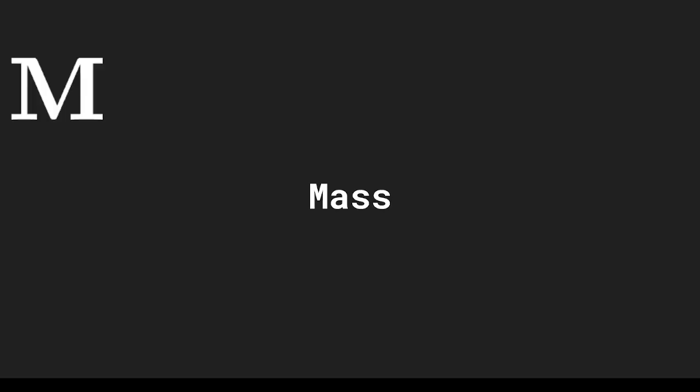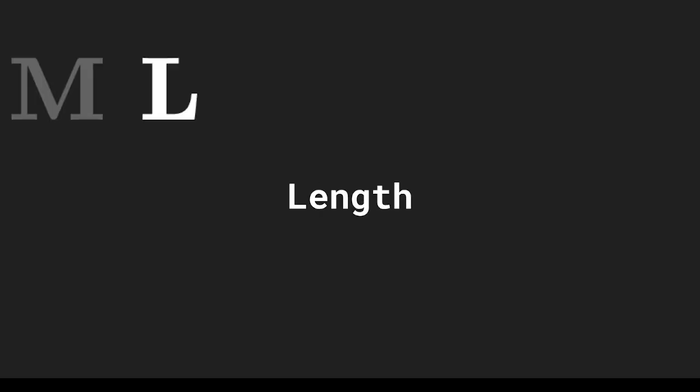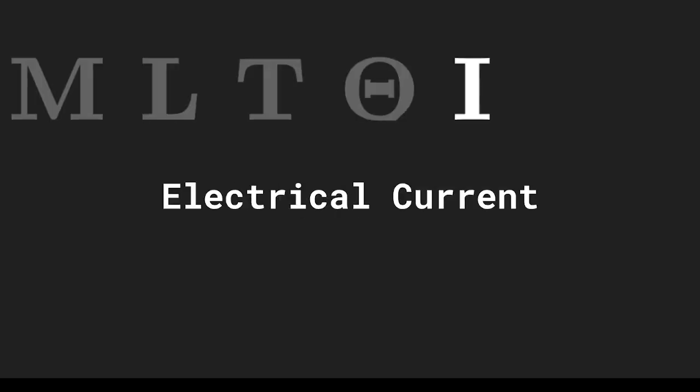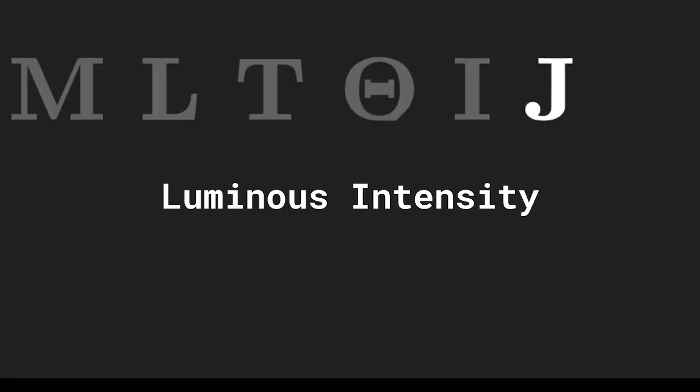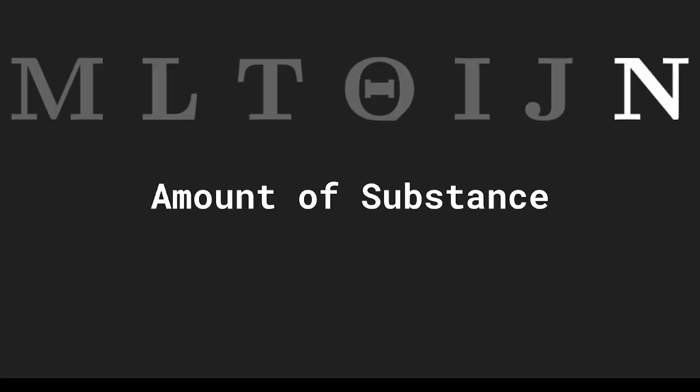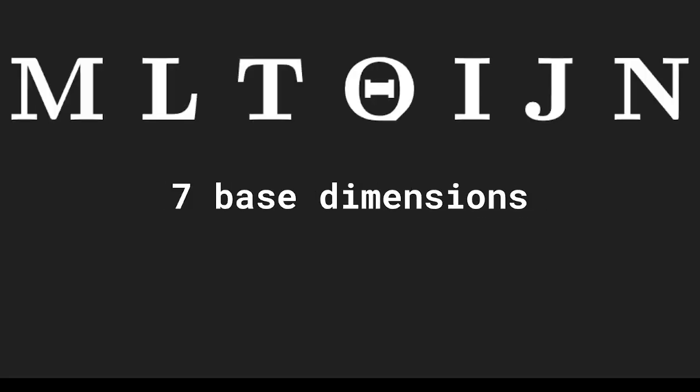in this short video we're going to talk about the concept of dimensional analysis. And in order to talk about that, we need to introduce the base dimensions, those being mass, length, time, temperature, electrical current, luminous intensity, and amount of substance. And those together form the 7 base dimensions, and all units can be expressed as a combination of these dimensions.